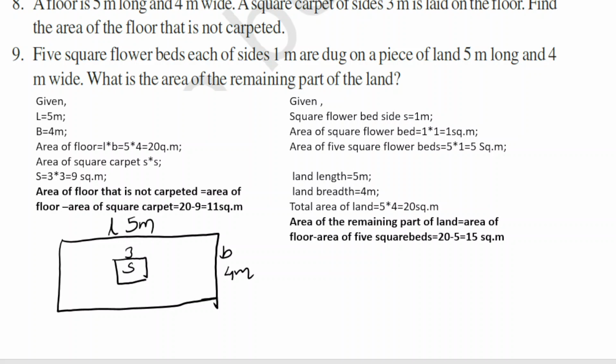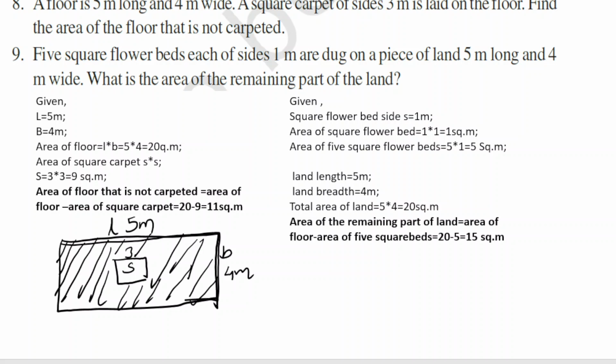Find the area of the floor that is not carpeted. And we need to find out the area of the floor that is not carpeted. To find that out, we need to find the total area of the rectangular floor and the area of the carpet. And we need to subtract the carpet area from the total area.